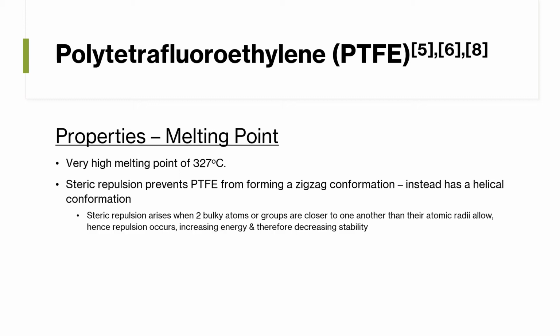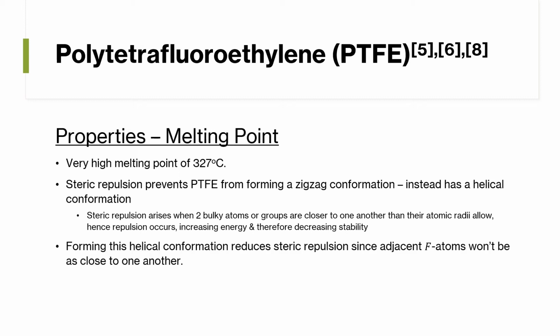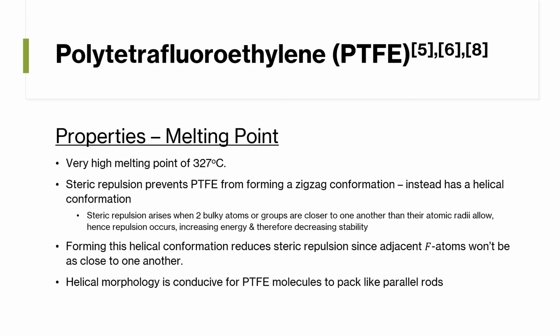Steric repulsion arises when two bulky atoms or groups are closer to one another than their atomic radii allow. Hence repulsion occurs, which increases the energy and therefore decreases the stability. Forming this helical conformation reduces the steric repulsion, since adjacent fluorine atoms won't be as close to one another. This helical morphology is conducive for PTFE molecules to pack like parallel rods. It's a result of this close packing that increases the strength of interaction between PTFE molecules, increasing its melting point.